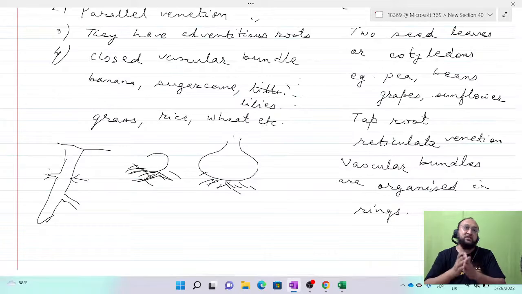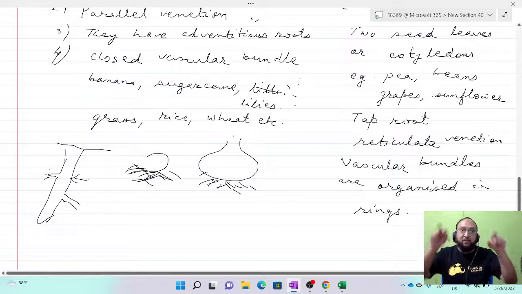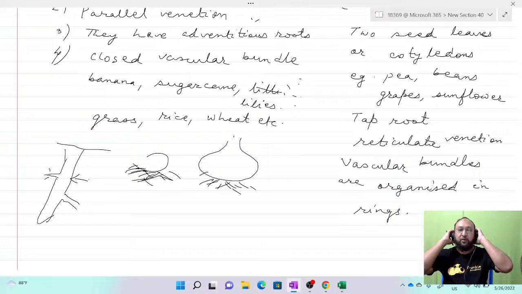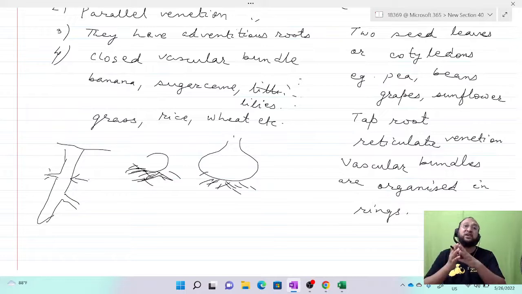So when we compare monocotyledonous and dicotyledonous plants, you'll find dicotyledonous plants are more evolved among the angiospermic plants. So dicotyledonous plants have more advanced features than monocotyledonous plants, and we have observed all these features. The vascular bundle is closed in the case of monocotyledonous plants.